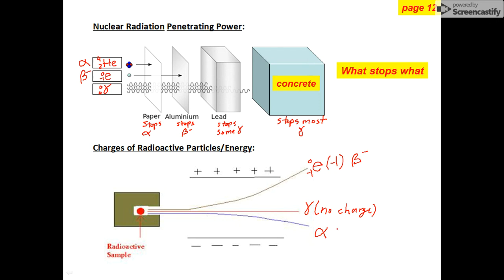What's going to be attracted towards the negative? Our alpha particles, which could also be written as a helium nuclei, have a +2 charge, remember? So they're going to be attracted to a negatively charged plate. So this is a negatively charged plate. This is a positively charged plate. So again, these particles, if we shoot them in a beam, negative ones are attracted towards the positive, positive ones are attracted towards the negative, and the gamma go right through the middle.